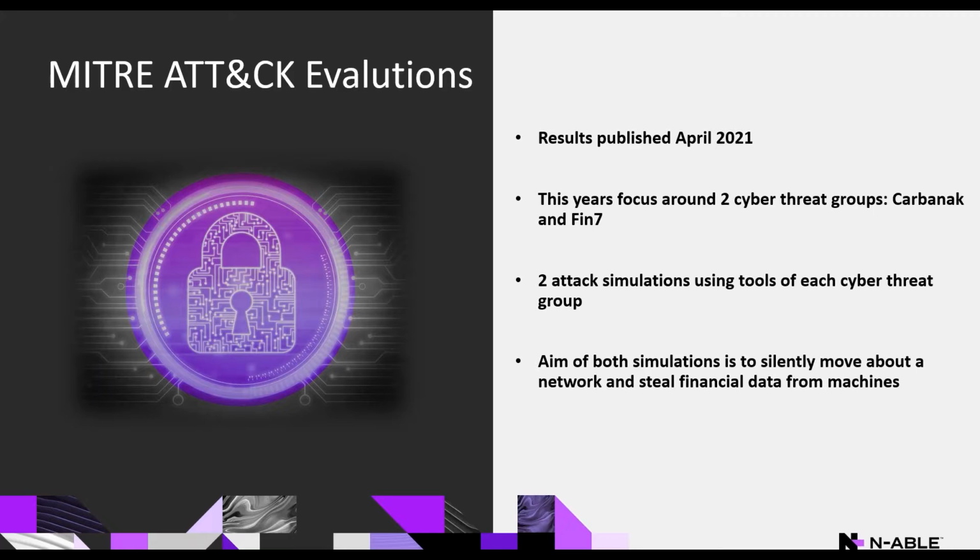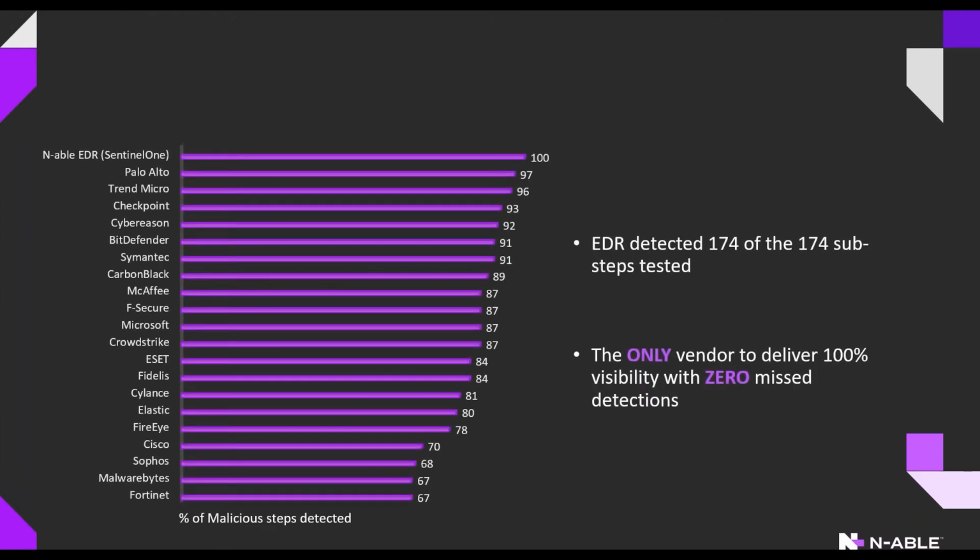They said, all right, we're going to test their capabilities to defend against these attacks that these types of groups are using. And just on the pure metric of did it catch it or not, EDR, SentinelOne, what we're using, was on the top of the list. They were able to detect all 174 of the 174 steps of the attacks that they were testing against. So they did not miss anything.